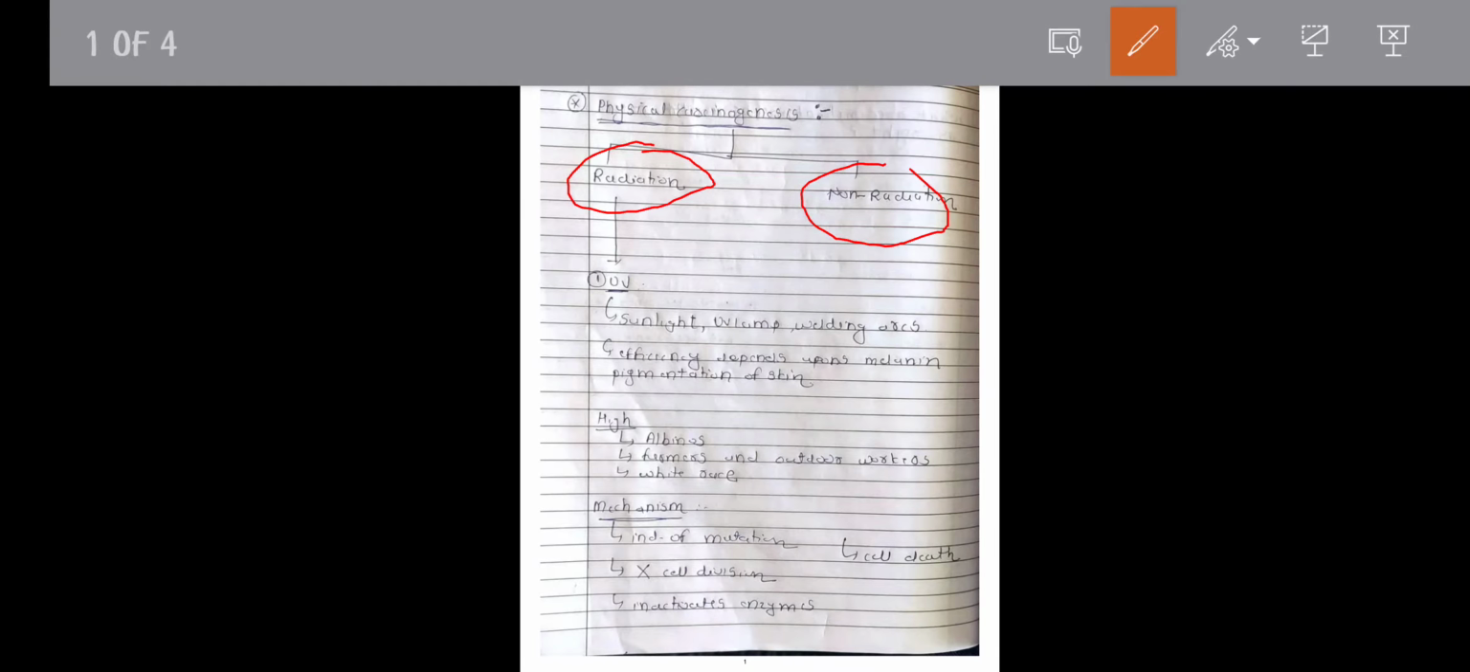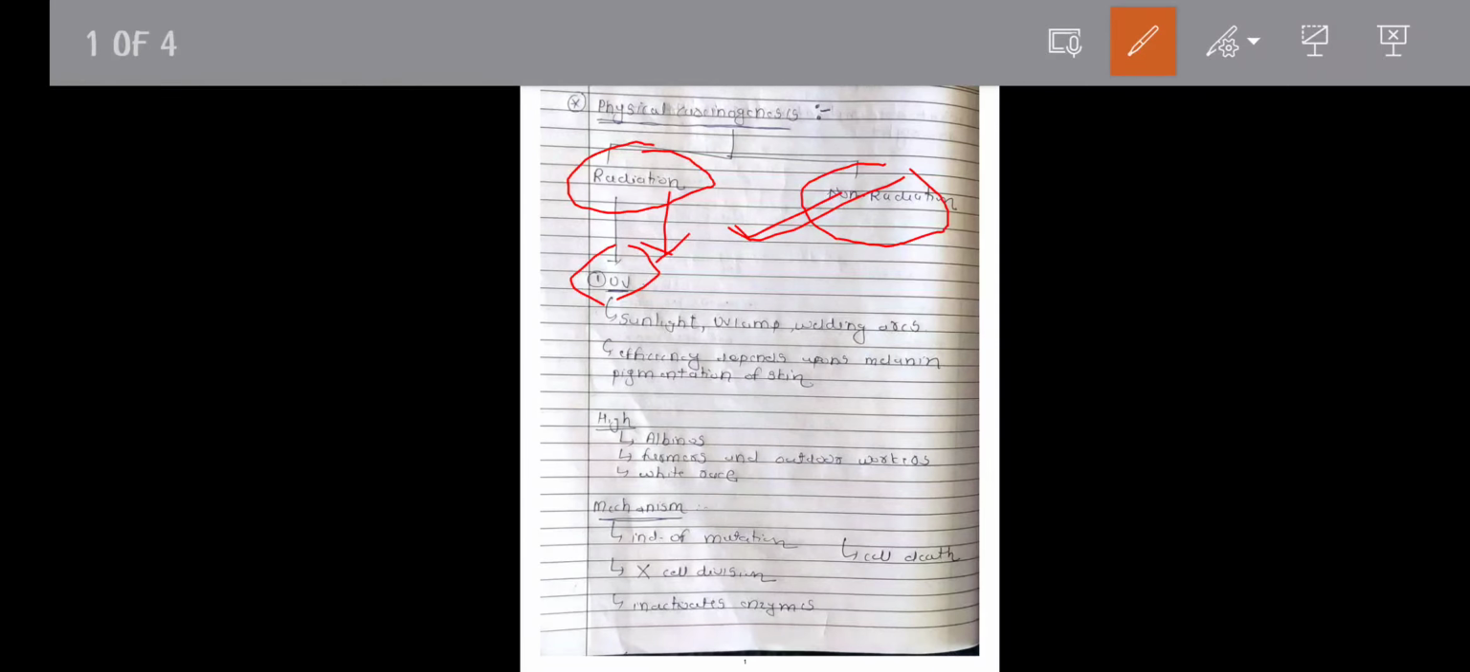Radiation includes ultraviolet light. Ionization radiations are the most important physical agent. Non-radiation includes physical injury, any mechanical injury, and prolonged contact with certain physical agents that are included in the non-radiation physical carcinogenesis. Now in the radiation, we will discuss the UV, ultraviolet light.